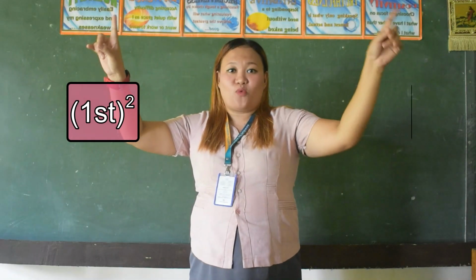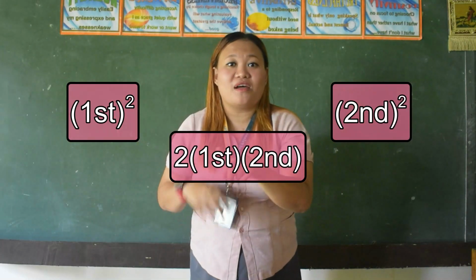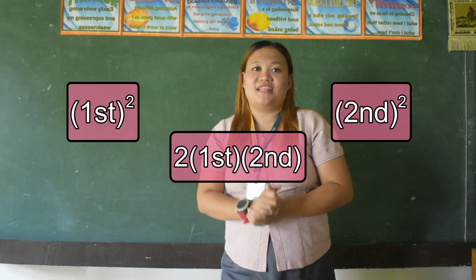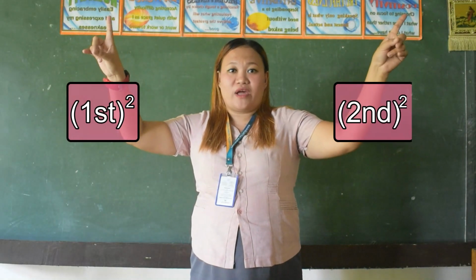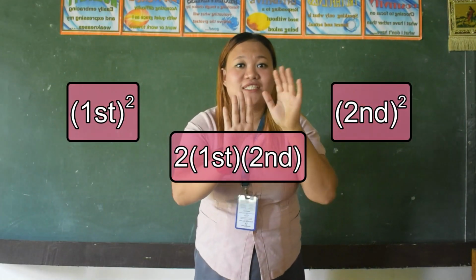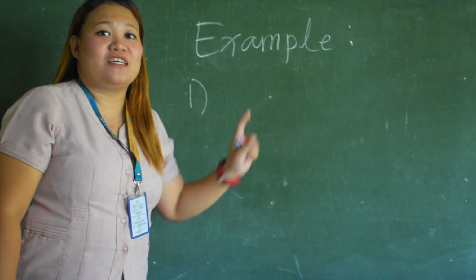Okay, everybody raise your hands, using your left hand and your right hand. So we have here, apply the first step. Square the first, square the second, and then twice the product of first and second. Again, square the first, square the second, then twice the product of first and second. Okay, so let us have here the first example.